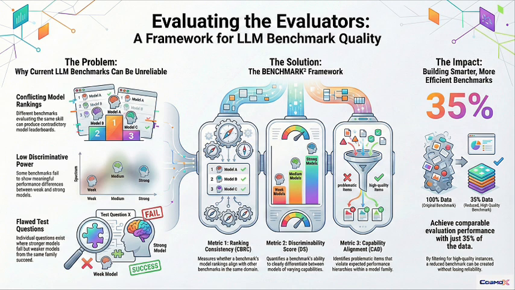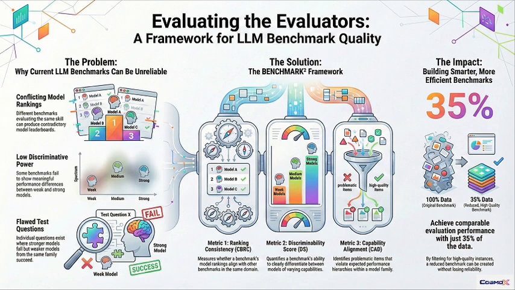Rank inconsistent items. This is where bigger, supposedly smarter models, say GPT-4, fail a question that its smaller, weaker sibling, like GPT 3.5, actually gets right. It just shouldn't happen. So how does BenchMark2 even begin to fix this mess? It introduces three new metrics.